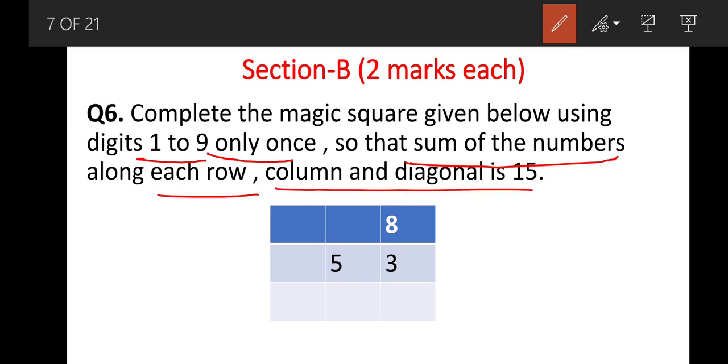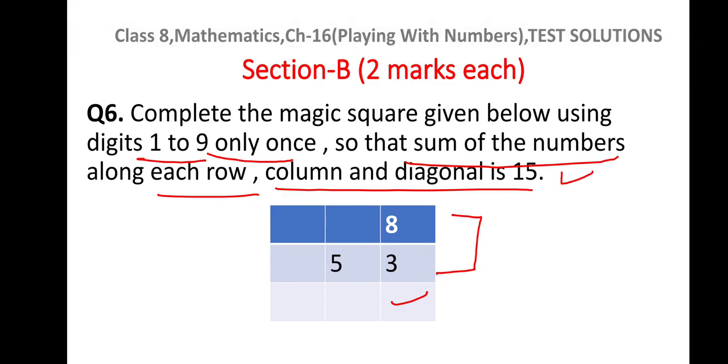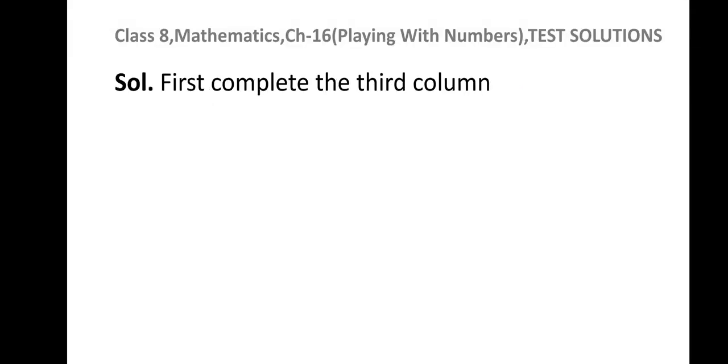So we will be able to solve this easily because we know 2 digits here. And can we find out this one? Yes, surely, because we want the sum as 15 row wise, column wise and diagonally also. So let us see now. First complete the third column. As I told you, this is the figure. I have written here x, y and z.